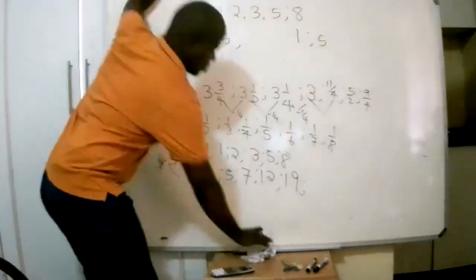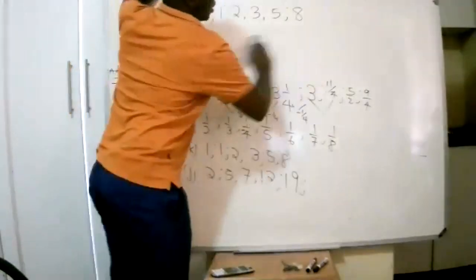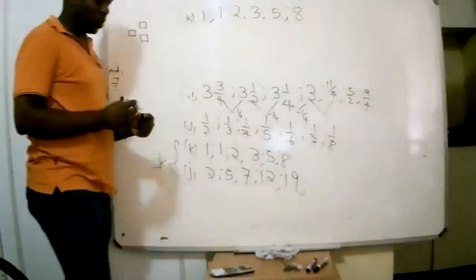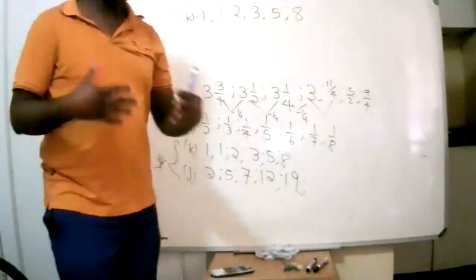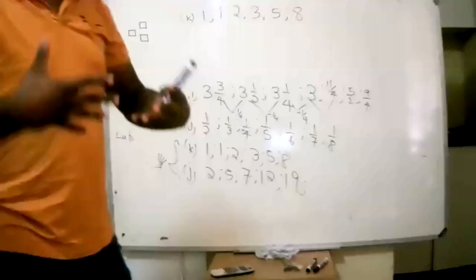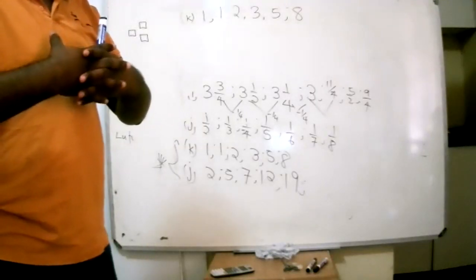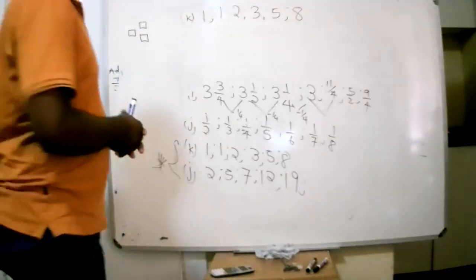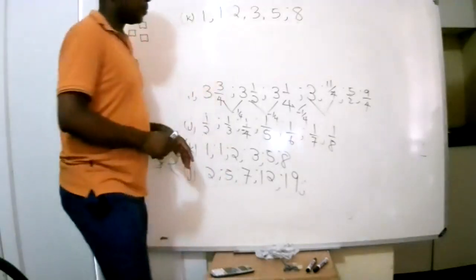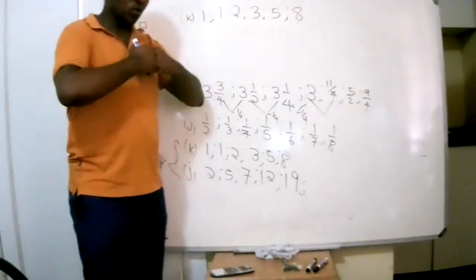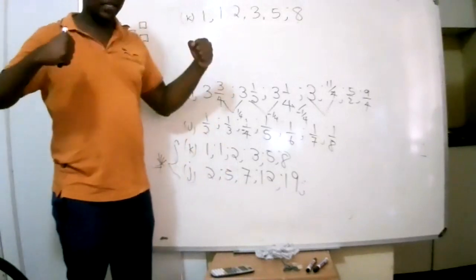All right, let me explain this again. This is a combination sequence. A combination sequence simply tells us that we are combining 2 sequences into 1. So if you want to get the next term, you need to separate them.